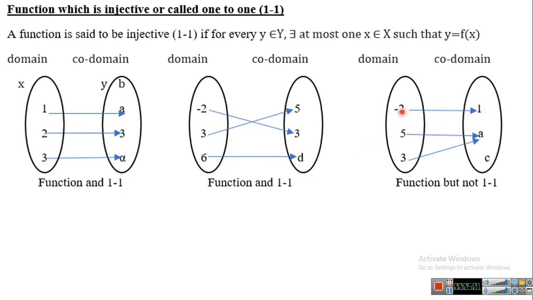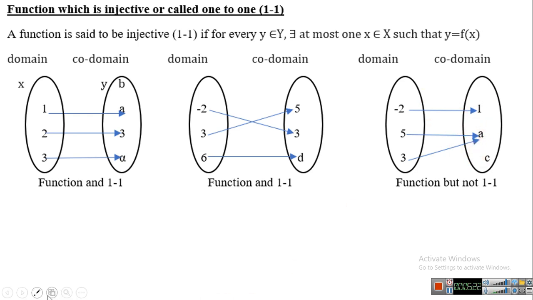Here this is a function because we don't have duplicates in the initial set, but this is not one-to-one. Why? Because at the point A, here you have only 1, 5, and you have a 5 and you have a 3. So to be one-to-one, every y must have only one image in x. You cannot have a duplicate on the y.